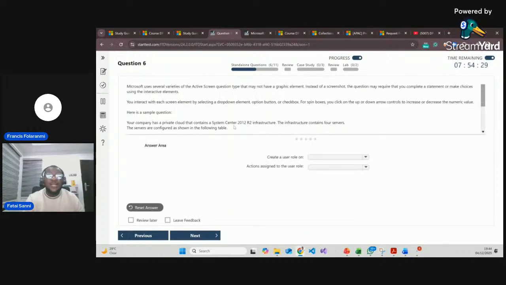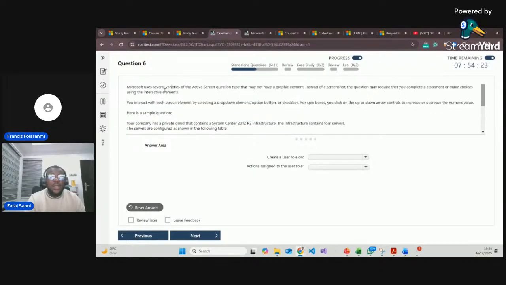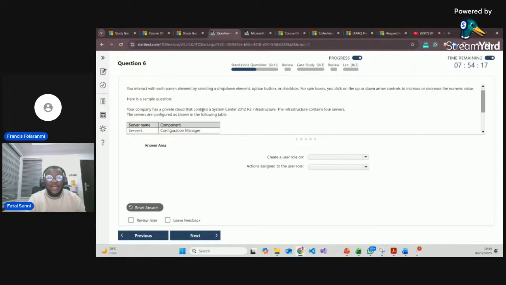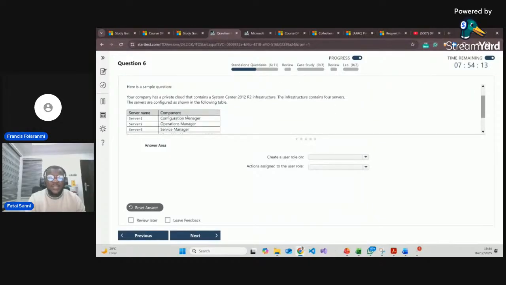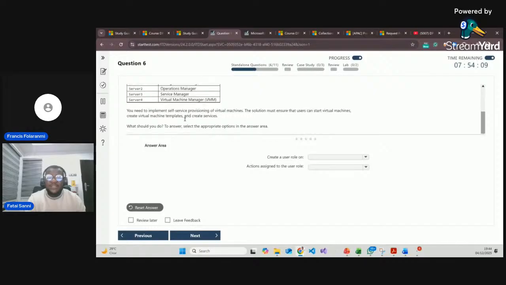Okay. The next questions are the type of questions that are called several active screen questions. Okay, so here's a sample question. Your company has a private cloud that contains XYZ. The infrastructure contains 4 servers: server 1, server 2, server 3. You need to implement a self-service provisioning for virtual machines.